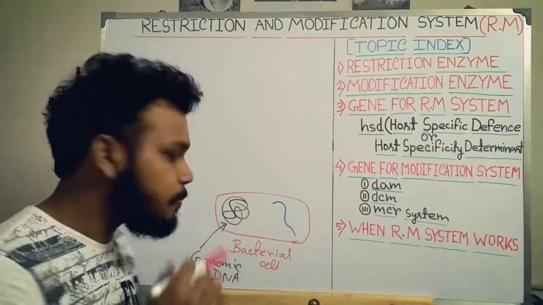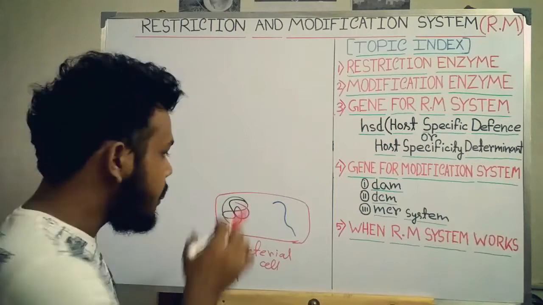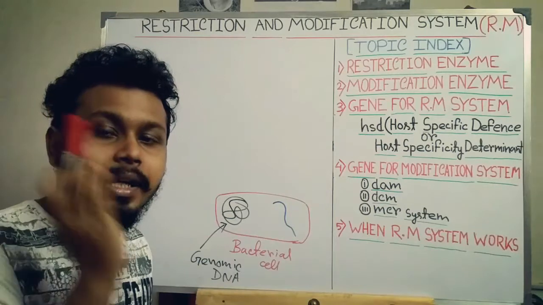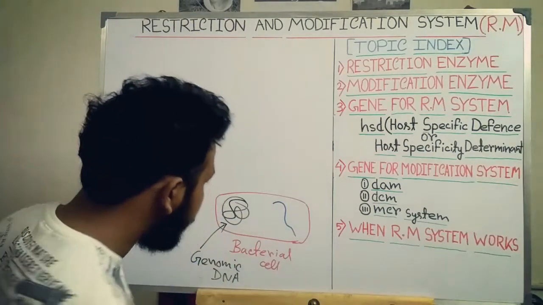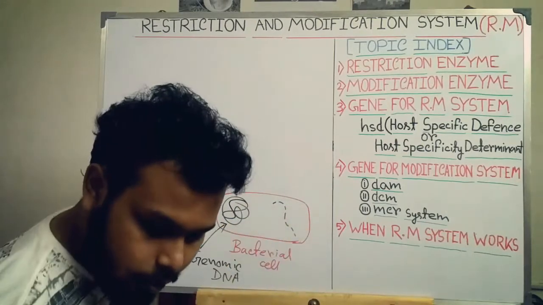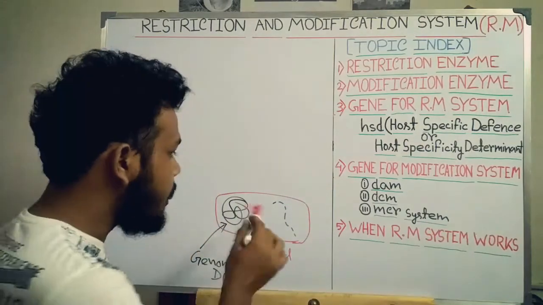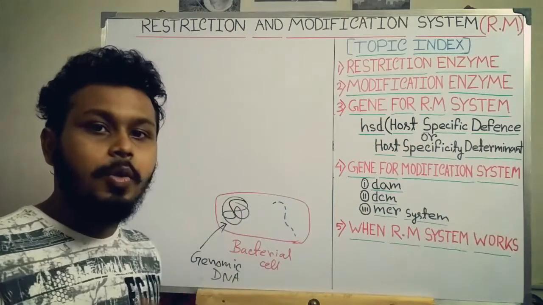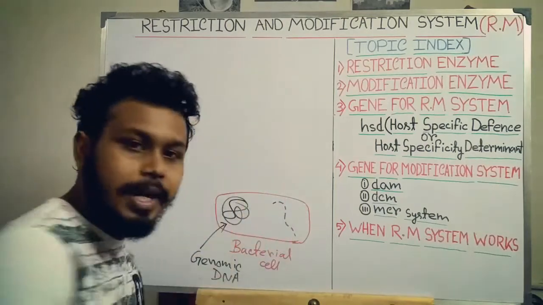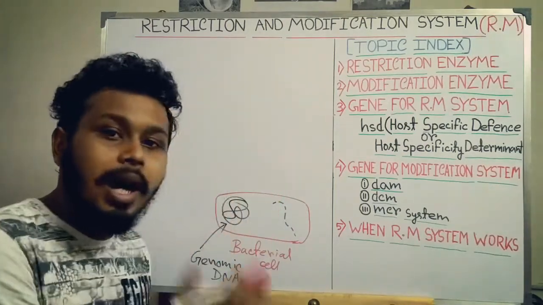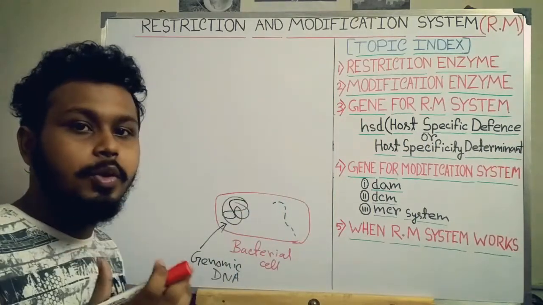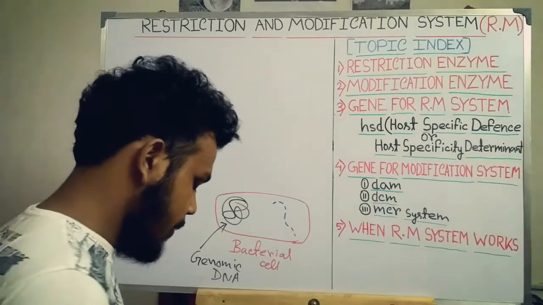Now the restriction enzymes present in this bacterial cell recognize a particular sequence in the foreign DNA and cut or cleave this foreign DNA like this, and make small fragments of the foreign DNA. So now the question is how these restriction enzymes recognize this foreign DNA and how they cut it. At first we have to discuss the restriction enzyme.